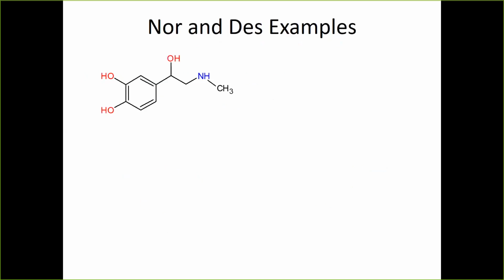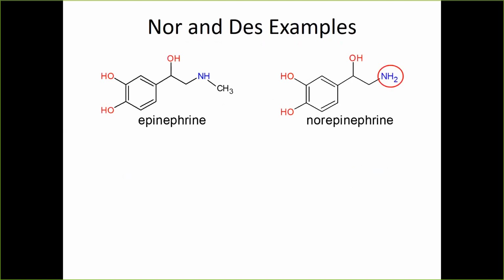Here's some more nor and des examples. You may recognize this particular catecholamine. This is epinephrine. And so if you've ever thought of, well, what's the difference between epinephrine and norepinephrine? Well, the difference between the two is that norepinephrine is missing one carbon compared to epinephrine. So epinephrine, you can see, has a methyl group attached to that amine, and norepinephrine does not. Otherwise, the structures are exactly the same.